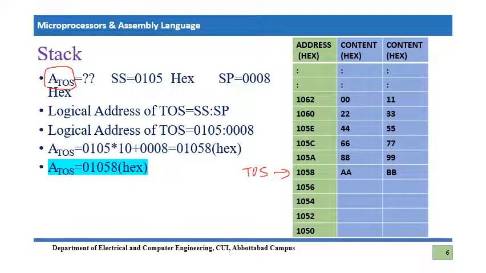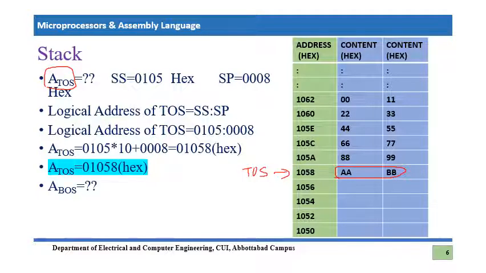That is basically our top of stack, TOS. I believe you remember what the top of stack is: the point up to which we have filled certain information inside the stack. So what is the last information pushed into the stack? It is this word, AABB. We will further clarify which of these is the most significant byte and which is the least significant byte, in a short while.